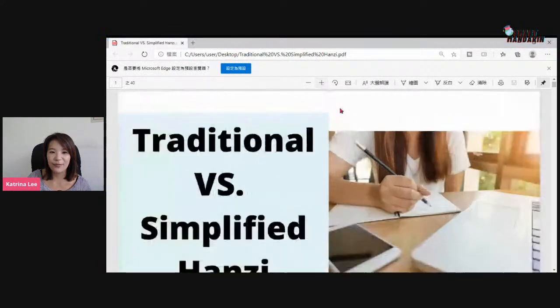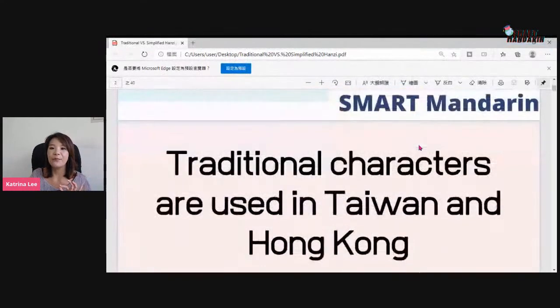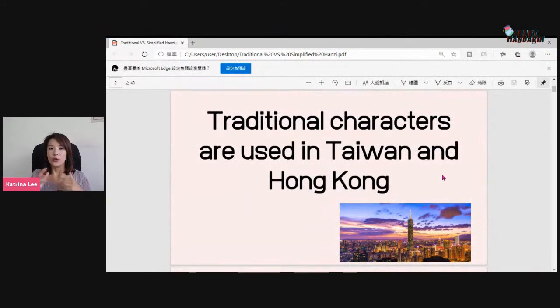Traditional versus simplified 汉字. Okay, if you have zero knowledge of 汉字, first of all, what is 汉字? In my previous live stream, we talked about 汉字, it's Chinese character. 汉字 means Chinese character. You could say 中文字, you could say 汉字. Both mean Chinese character. And today, traditional versus simplified.